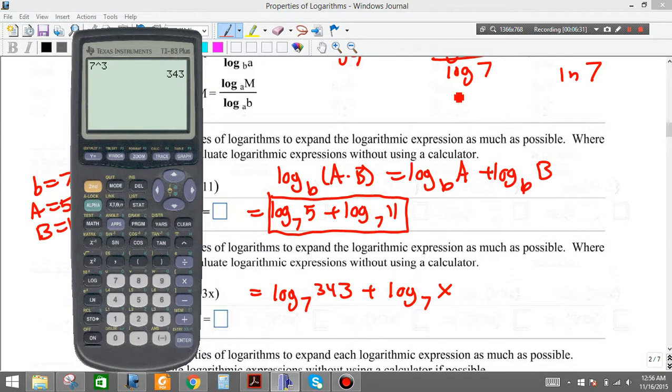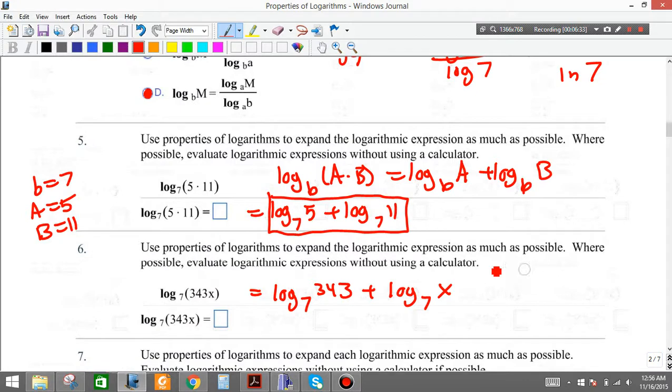And therefore, if the log is the power, and it is, then this is asking for the power you raise 7 to get 343. And we just saw that that number is 3. Log base 7 of 343 is the number 3 because 7 to the third is 343. So the answer can be simplified to be 3 plus log base 7 of x. That is the answer for this. So for this problem, look out that this might be able to be simplified.